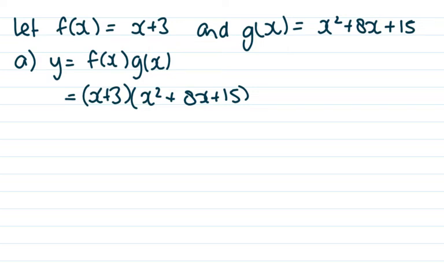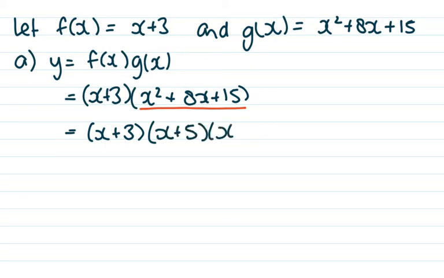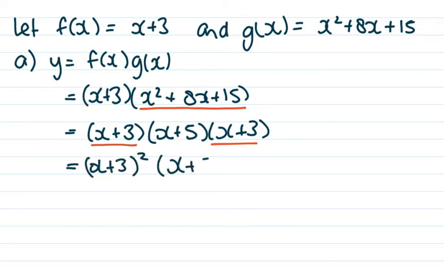So we're going to start by factoring this quadratic. We need two numbers that multiply to 15 and add to 8. So that would be 5 and 3. And now we can simplify this by combining the x plus 3 and the x plus 3 to be x plus 3 squared times x plus 5. So therefore, f of x times g of x equals x plus 3 squared times x plus 5. Okay, then how would you graph this?